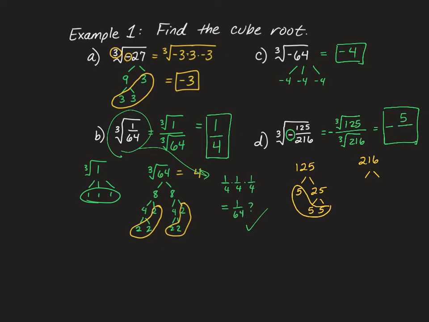Now let's take a look at the 216. 216 is an even number, so I can break it down by taking out some 2's. So I'm going to take out a 2, and that gives me 108 left over. Let's take out another 2, and we get 54. Take out another 2, and we get 27. So now 27 is 9 times 3, and 9 is 3 times 3. Okay, so let's see what we have here. We have a group of 3 2's, and we have a group of 3 3's. So that means that the cube root of 216 is 2 times 3. You only take out one of the 2's and one of the 3's, which is 6. So then the final answer is -5/6.